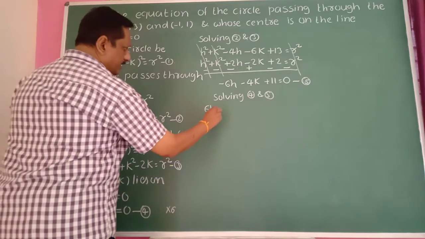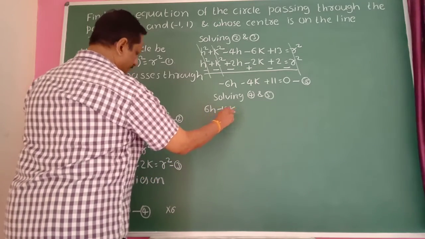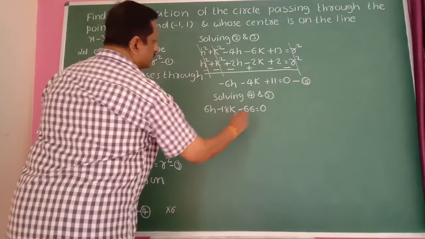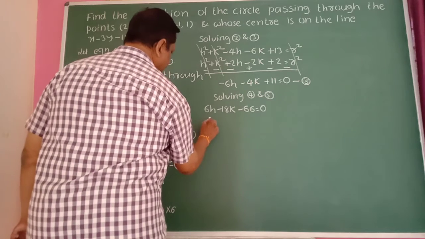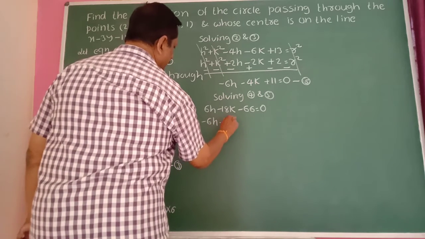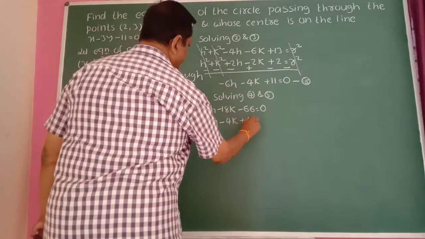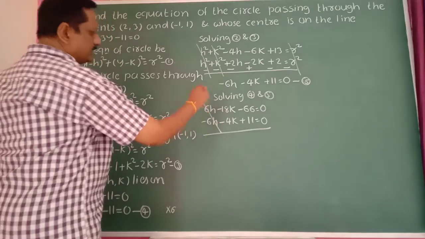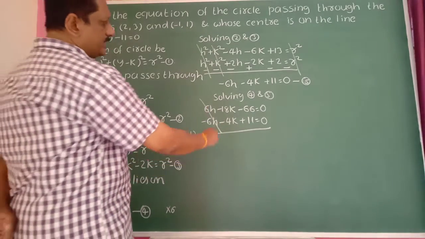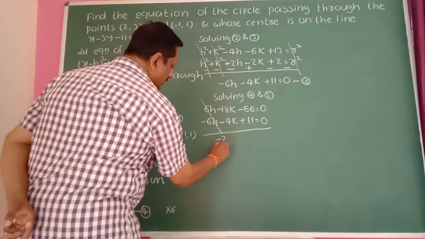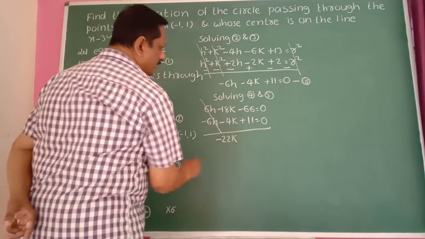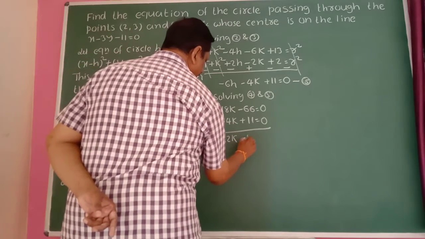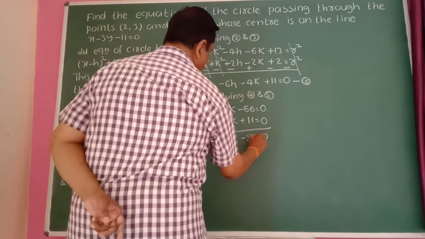6 times 3 is 18, minus 18k, 6 times 11 is 66, minus 66 equal to 0. Then minus 6h, minus 4k plus 11 is equal to 0. Plus 6h and minus 6h cancel here. Minus 18k, minus 4k gives minus 22k. Minus 66 plus 11 becomes minus 55, equal to 0.